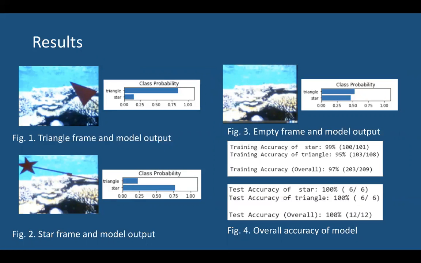And for figure 4, we trained our model using 209 images, and during training, our model was trained so that it had an accuracy of 99% for star and 95% for triangle. 12 additional images were taken, and these images were not used to train the model, but they yielded 100% accuracy.